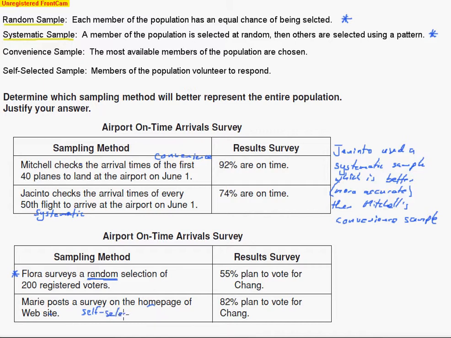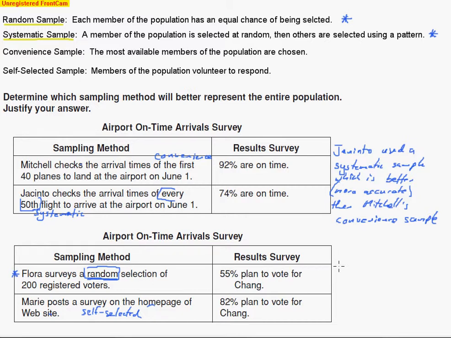And so let's just check out what their results were. Flora had 55% planned to vote for Chang, and Marie, well, 82% planned to vote for Chang. So it must mean that people that look at Marie's homepage obviously like Chang, and so that's why more voted for him. But you see the results were totally different. And so that's why we always want to go with this random, or we want to go with a systematic, like this one here where they're checking every 50th flight. And so when you see every so many number of flights or whatever they're dealing with in this case, or when you see random, those are ones that you want to go with.